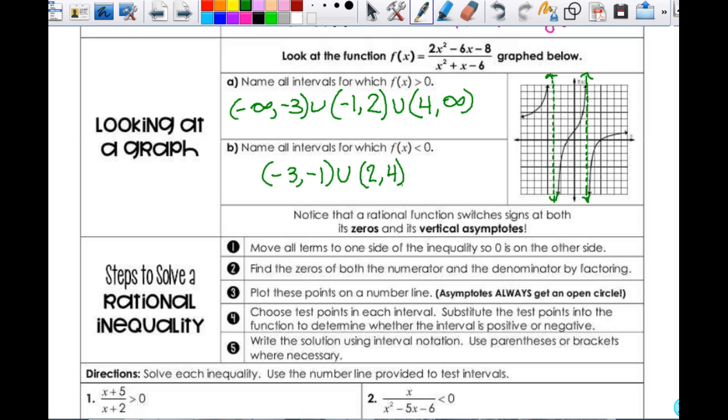This says, notice that a rational function switches signs at both its zeros and its vertical asymptotes, not just at the zeros like polynomials did. However, it may not always switch signs at the asymptotes. That's one of the reasons why we have to do the little signs, because if it always switched, then we'd just know it can alternate. But right here, if this middle part of this graph was reflected and it had this shape instead, then it could be positive here. We have an asymptote and it stays positive. So the asymptote doesn't always change the sign, just like the 0 doesn't always change the sign if it's tangent.